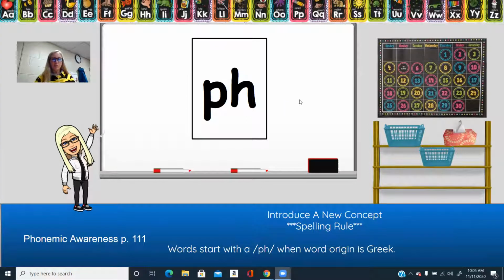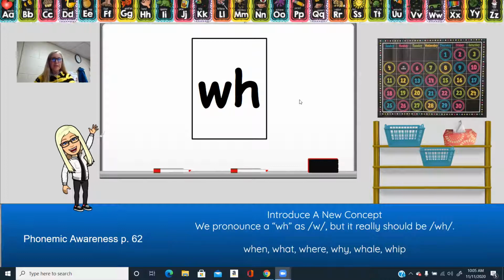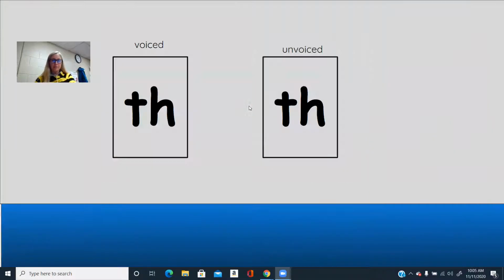We also were working with PH. PH makes the f sound, the F sound. WH, wah. Now, WH can be tricky. Sometimes we just have to memorize which words have that WH, because we no longer pronounce that H sound like we used to. It comes out just like a W sound. Over the years, we have dropped that sound that the letter H makes.